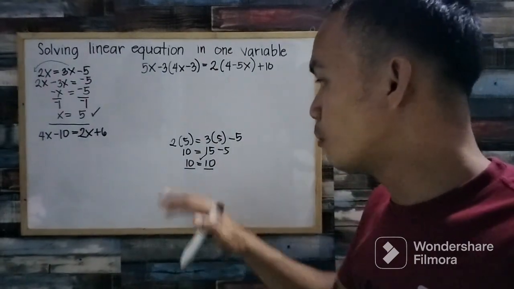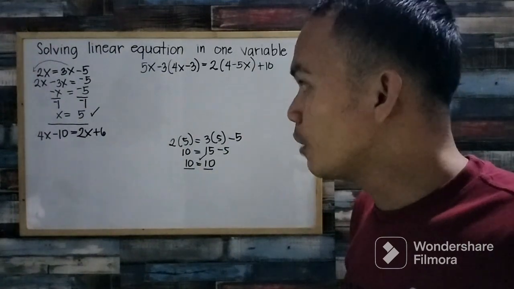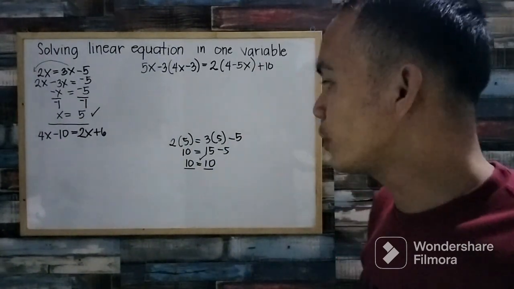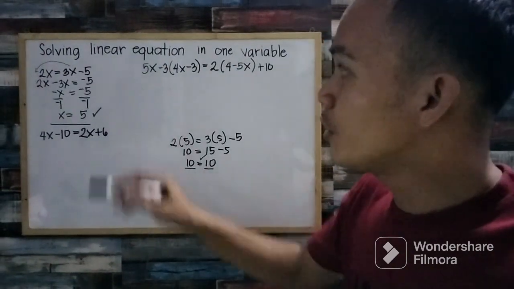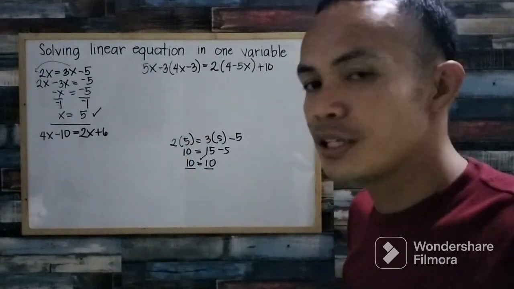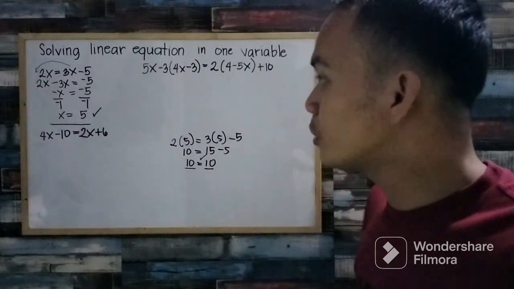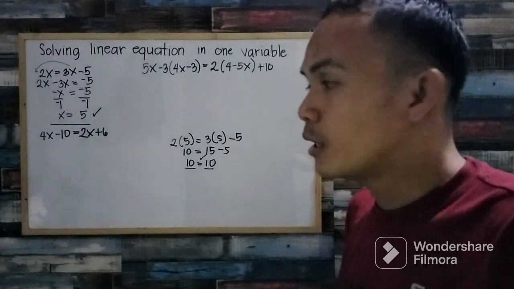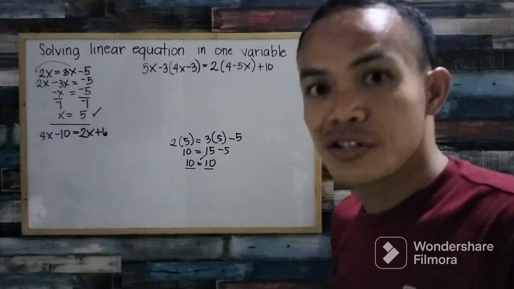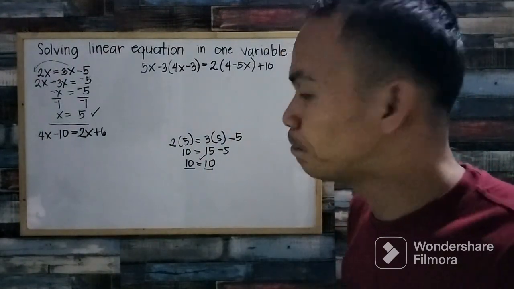Make sure that both sides are equal in checking if your answer is correct. Okay, so this is how you are going to find the value of x, or how to solve linear equation that involves only one variable. And do not forget to do the checking for us to be sure that the answer there is correct. Okay, so that is for number 1.